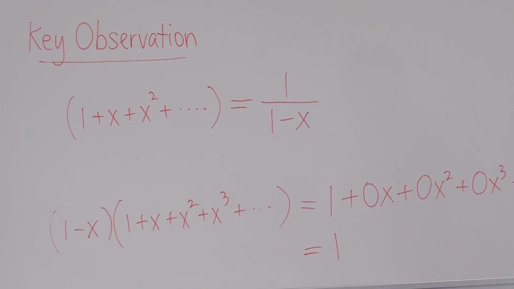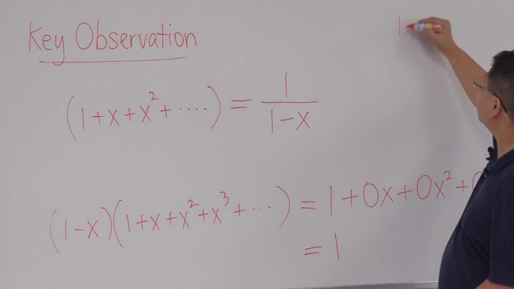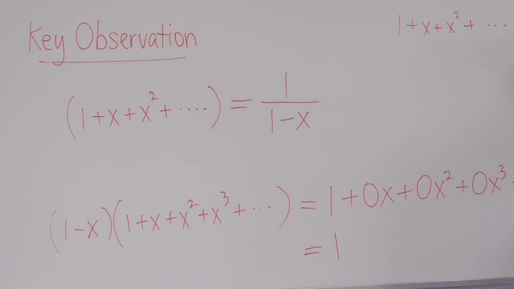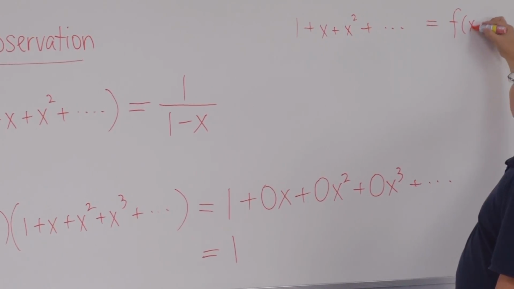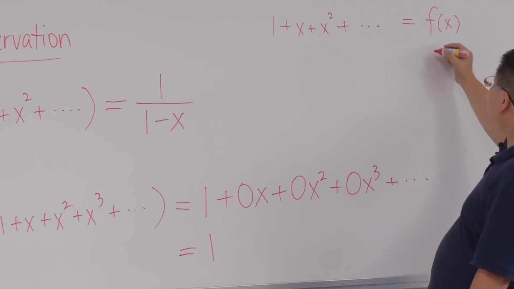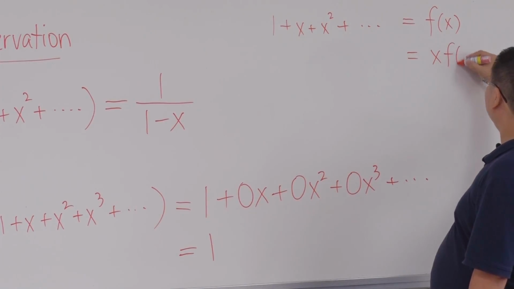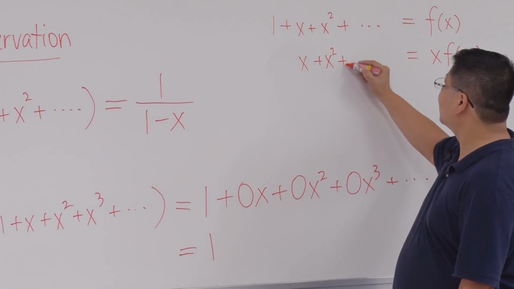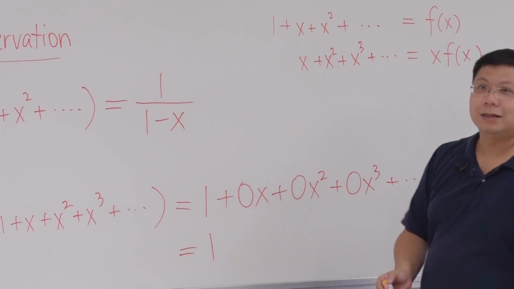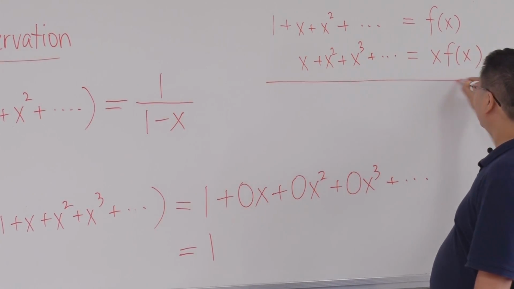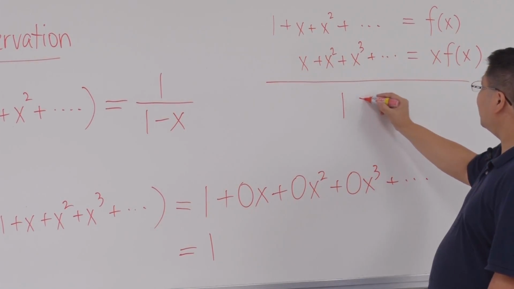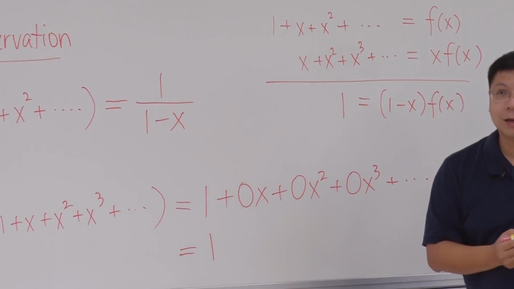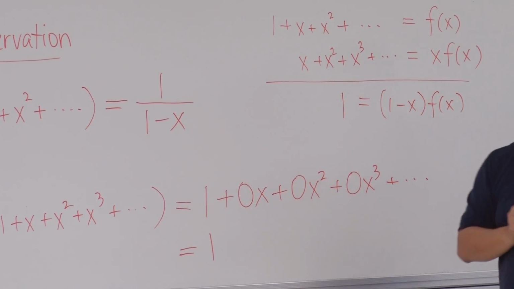Or if you don't like that, you have another representation. So this is 1 plus x squared plus ... Okay? So let's say this is the function of x that we are looking at. Let's multiply x to this function of x. Then we get x plus x squared plus x cubed plus ... Is that okay? This one minus this one, you get 1, which is equal to 1 minus x times the function of x. Is that okay? So the function of x is equal to 1 over 1 minus x.